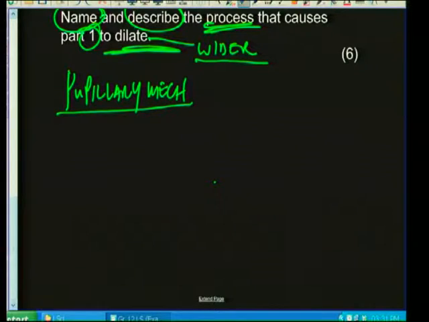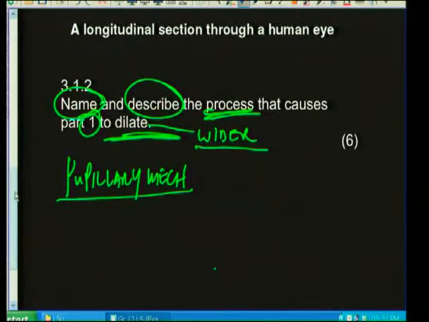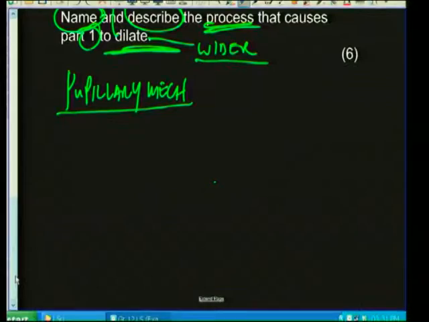And describe the process that causes it to dilate. When does the pupil dilate? The pupil dilates normally during dim conditions, when there's low light intensity. So therefore, we must explain or describe that process. So during dim conditions, first of all, we're telling them, because they're going to give you a mark, because they didn't tell you here it's dim. They told you it dilates. So you're telling them this will dilate during dim conditions.